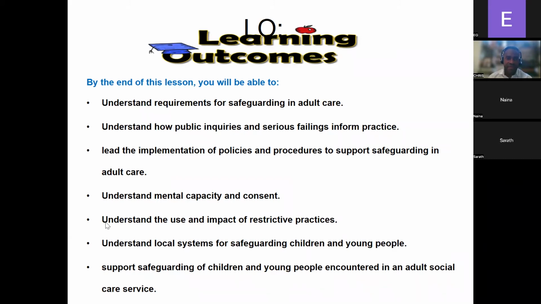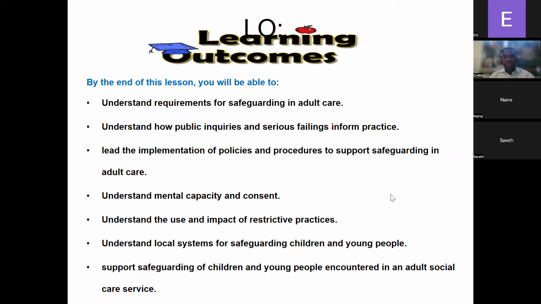Understand the use and impact of restrictive practice. Understand local systems of safeguarding children and young people. Support safeguarding of children and young people encountered in adult social care services.